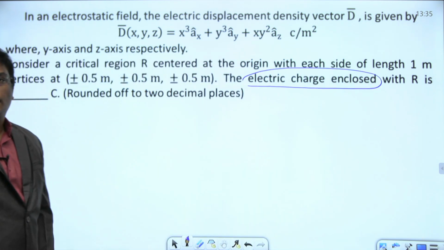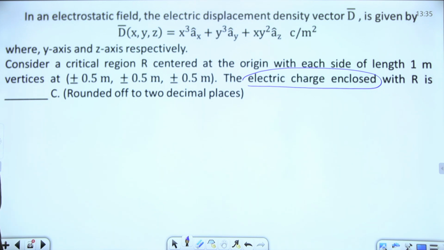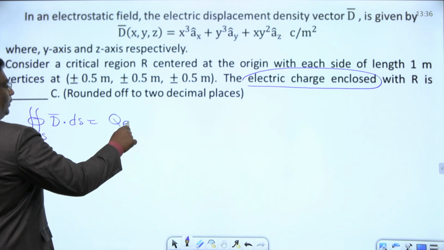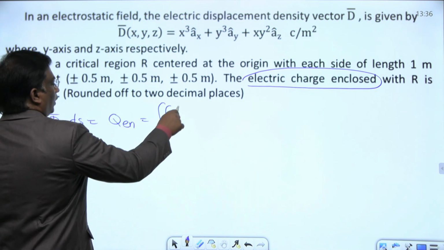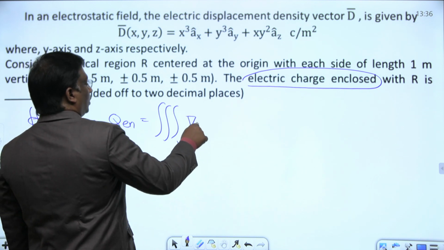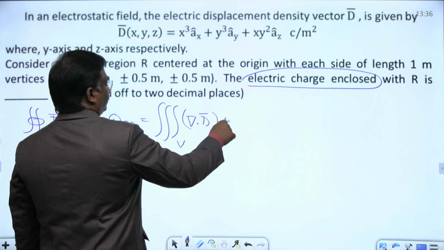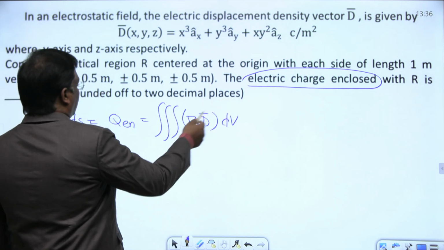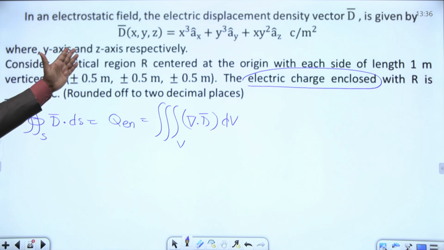This question came from electromagnetic fields, EMF. What is the electric charge enclosed, Q enclosed? We know Gauss law: the closed surface integral of D bar dot dS gives the charge enclosed, Q enclosed, which is also equal to the volume integral of del bar dot D bar dv. Do you remember this one? Gauss law. Since they asked for the charge enclosed and gave the D bar vector, we need to determine it.